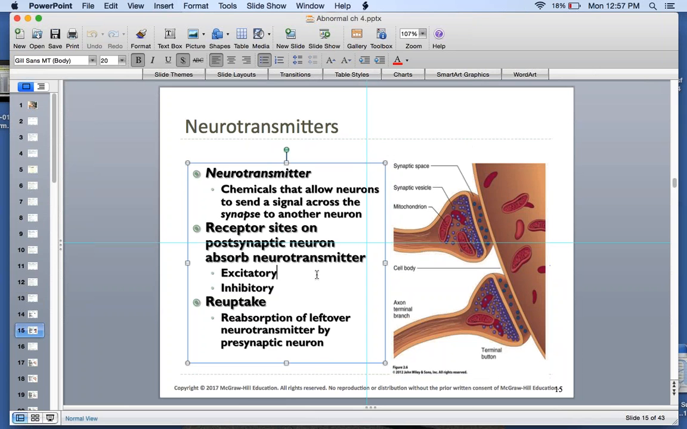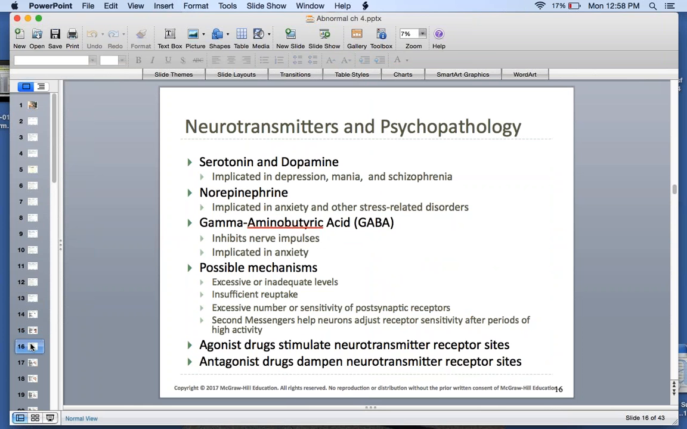Okay, so we have these words over here, right? We have our different words: our neurotransmitter, our receptor sites, our postsynaptic neuron, our excitatory, inhibitory, our reuptake, all those things that I just mentioned. Moving on.